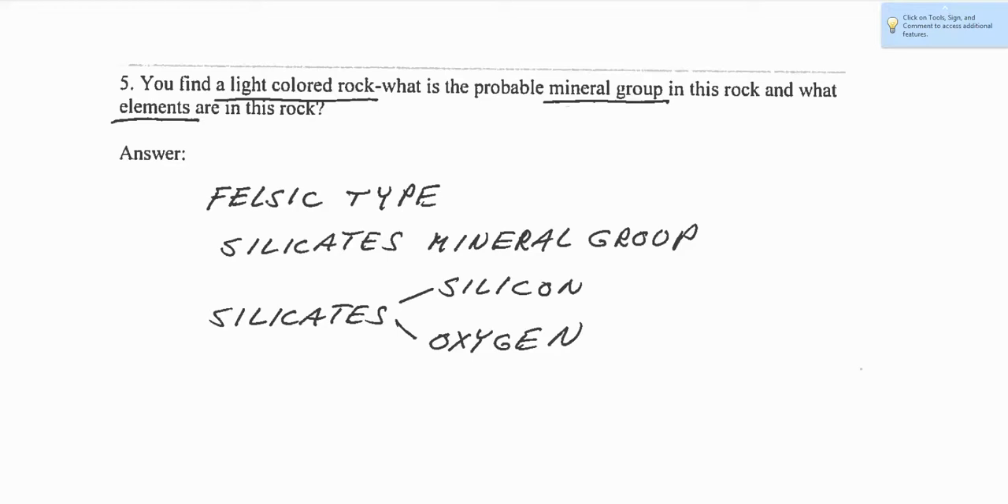And if we look at silicates, we know they are composed of silicon and oxygen, by far the two most abundant elements in the Earth's crust. So, when it says probable mineral group and what elements are in this rock, you can't go wrong by saying the silicates and silicon and oxygen. They are the most abundant.